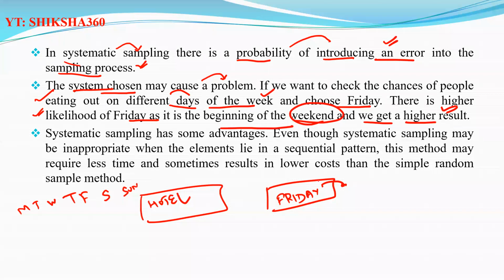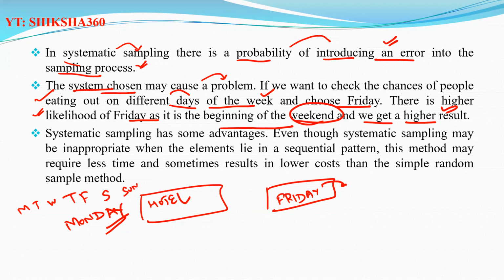In the same scenario, if we start from Monday, we will see that fewer people will go out on that day compared with Friday, because Monday is the start of the working week. So fewer people will visit outside for eating. This is the thing which produces an error.